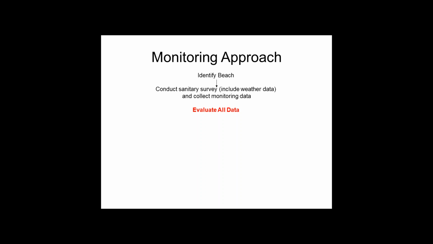So you're going to identify your beach. You're going to get the location information. You also want to conduct a sanitary survey, just like you would for drinking water, for a well. You want to look at the surrounding areas, the watershed, kind of look at the slope of the beach. Is it a shallow slope?